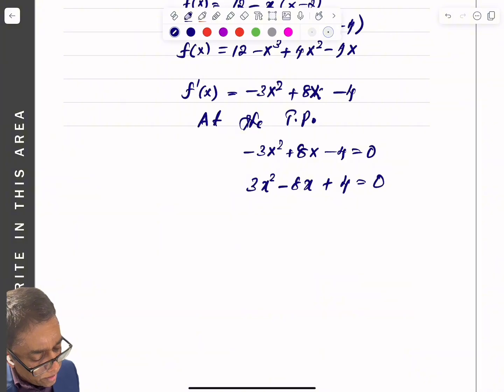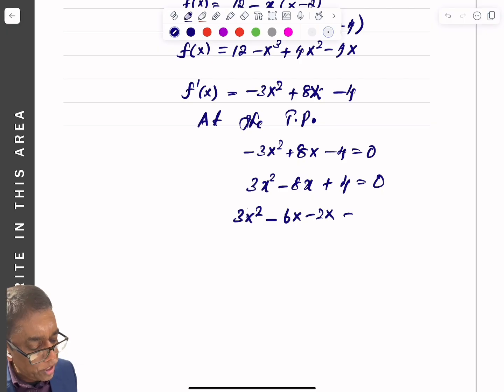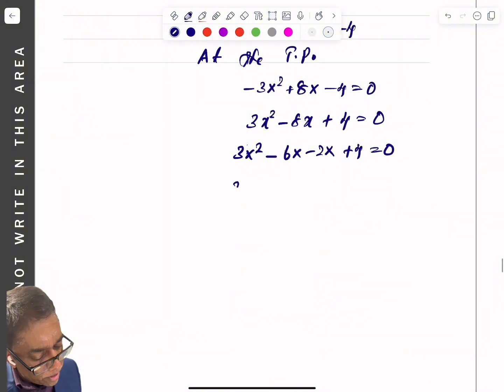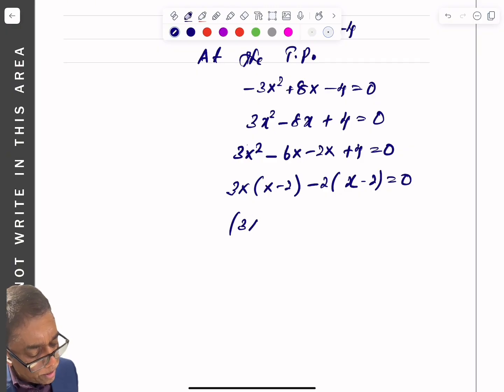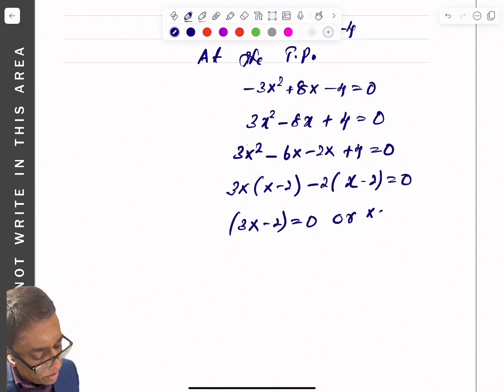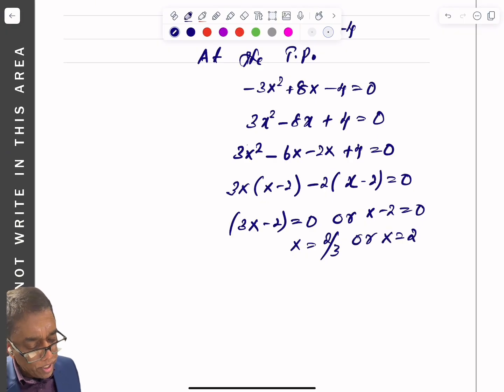This is 3x squared minus 6x minus 2x plus 4 is equal to 0. We can split the middle term. If I take 3x out, x minus 2. If I take negative 2 out, x minus 2 is equal to 0. So 3x minus 2 is equal to 0, or x minus 2 is equal to 0. x is equal to 2 over 3, or x is equal to 2.